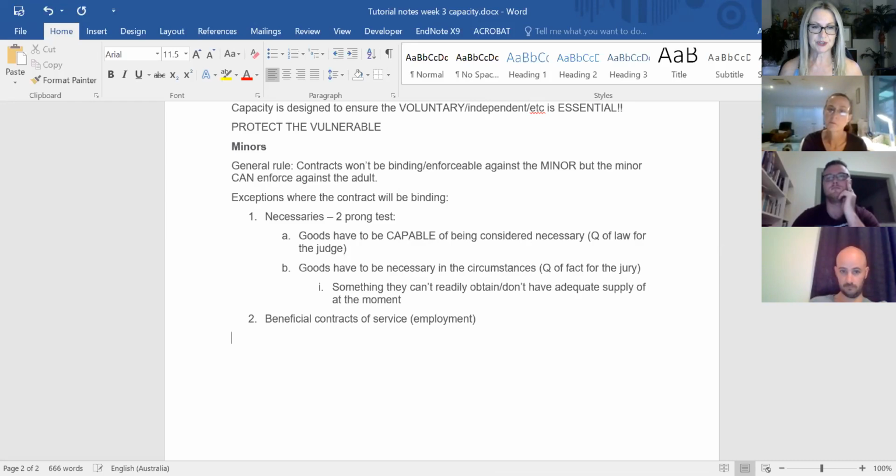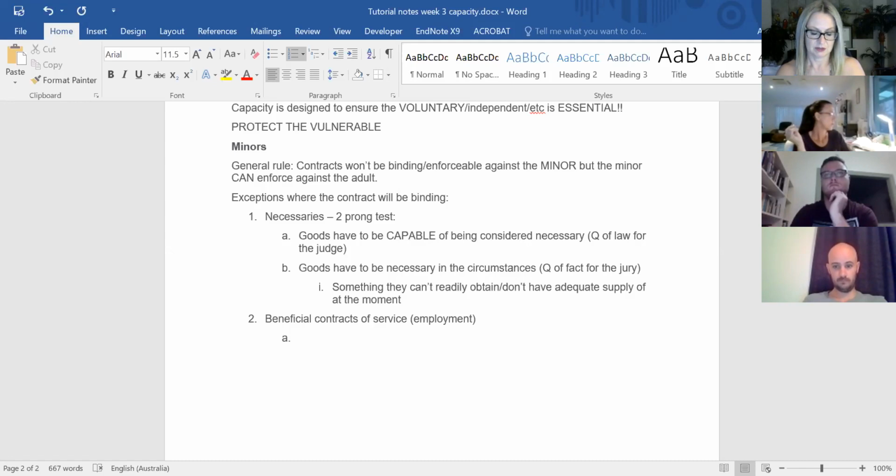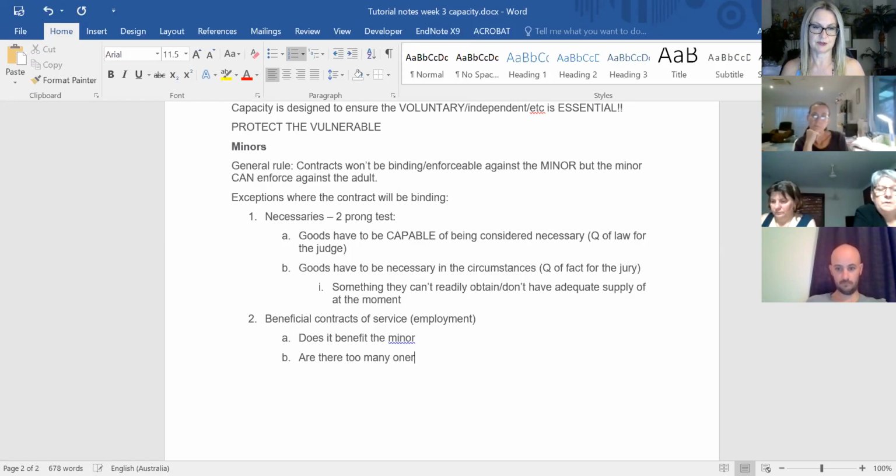Beneficial contracts of service, that's a little trickier, isn't it? I'm not going to go into that in a whole heap of detail because it's not directly relevant to the problem. We have a test, but it's a little different. Does it benefit the minor? Are there too many onerous terms, therefore not the overall benefit? Yep. So they'll look at the whole of the contract.